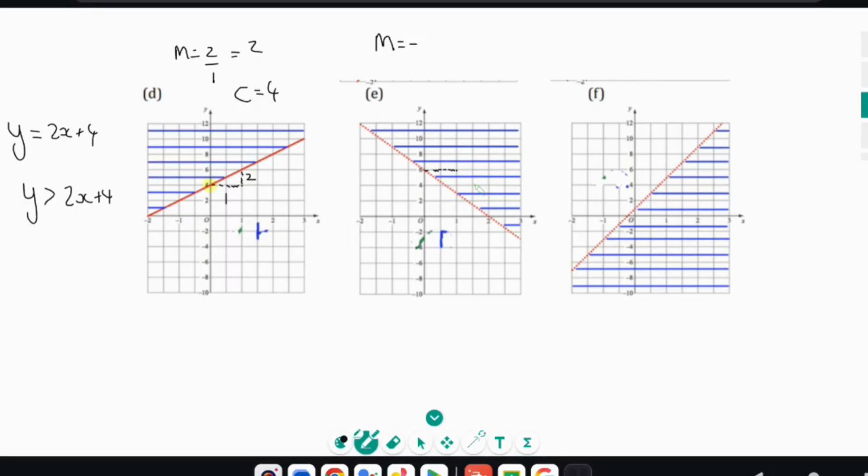Ooh, this is a bit of a difficult one here. Okay, I'm going to choose that point there because I can see it does cross exactly there. Okay, so we've got height of 6 and a base of 2. 6 divided by 2 is 3, but it is negative. And my y-intercept is 6. So the equation of the line is y equals negative 3x plus 6. The shading is above the line, so y is bigger than minus 3x plus 6.